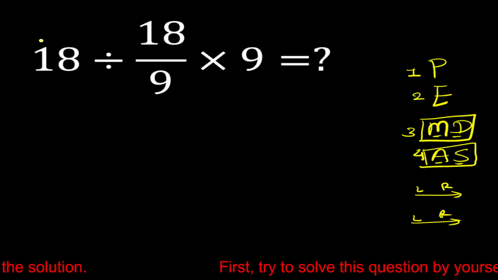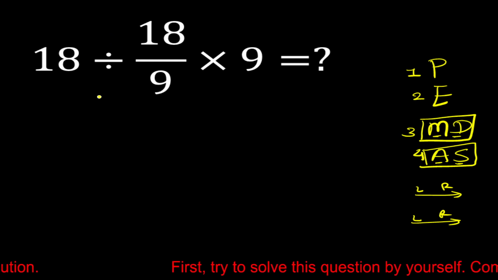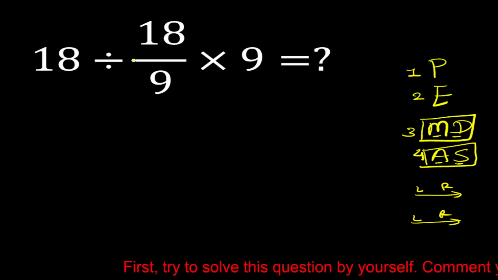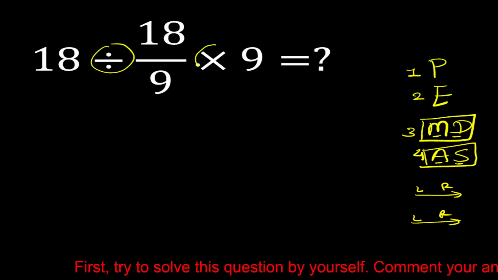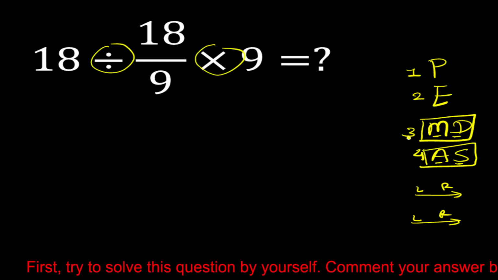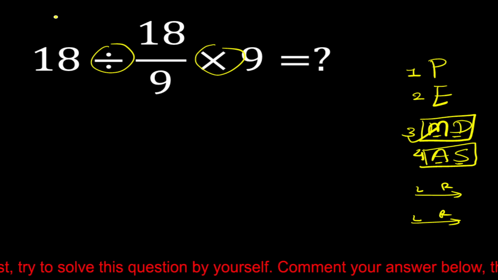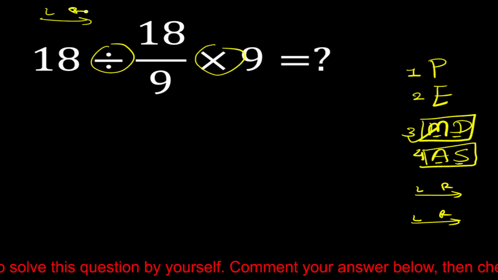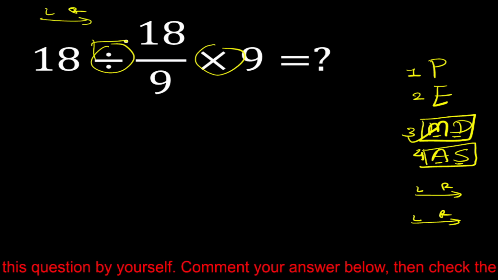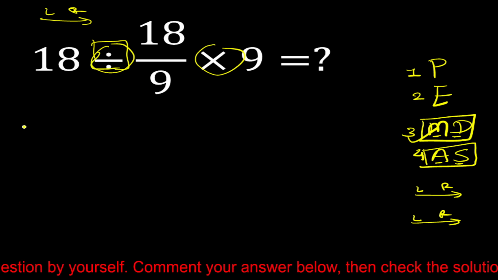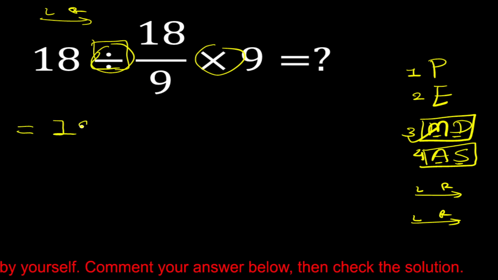Also addition and subtraction both have equal priority, so we have to solve it from left to right. Okay. So now in this question, here is one division and here is one multiplication. So multiplication and division both have equal priority, so we have to solve it from left to right. So first we have to solve this division. Okay. So it is equal to 18.